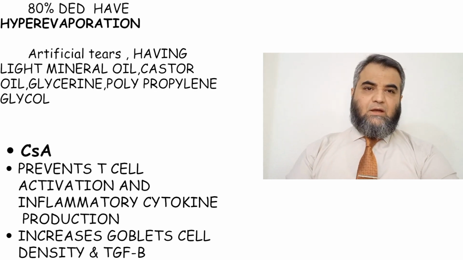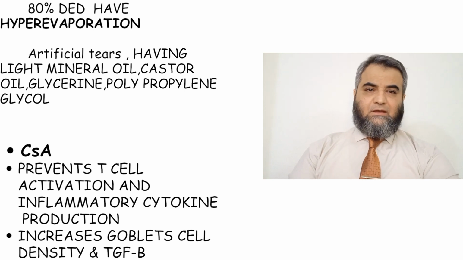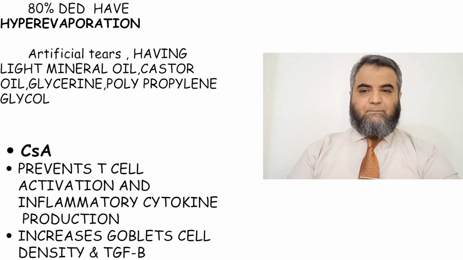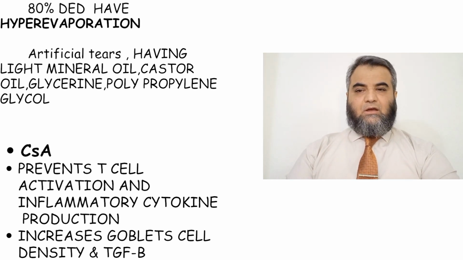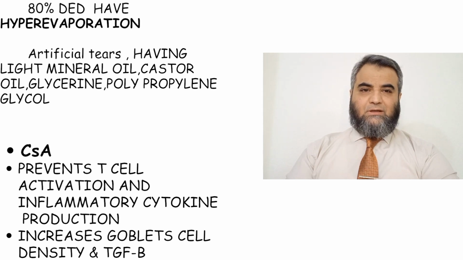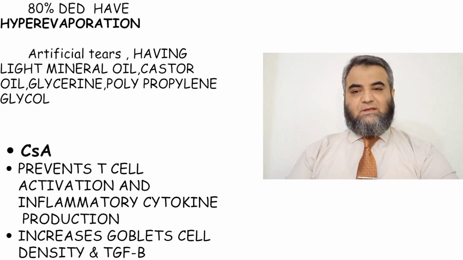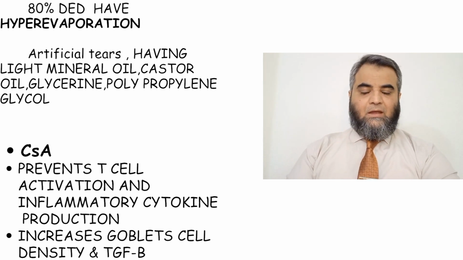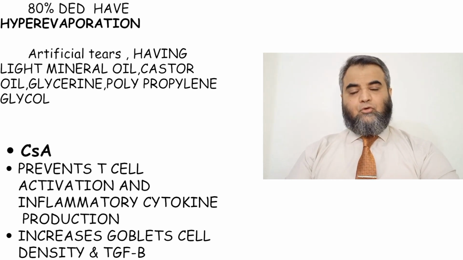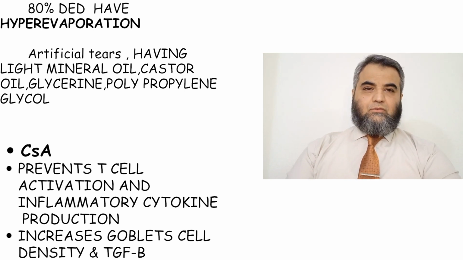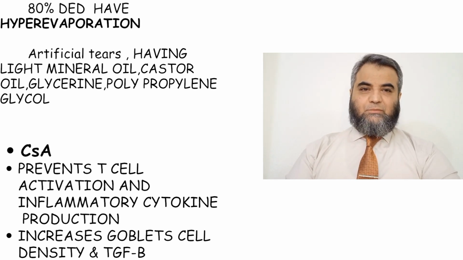So if we use medicines which have a base of castor oil, light mineral oil, glycerine, or propylene glycol, these help in stabilizing the lipid layer of the tear film. Apart from them, cyclosporine A drops are also being used. They are effective in suppressing T cell activation and inflammatory cytokine production, and they also increase goblet cell density. So these can also be used in the treatment of dry eyes.